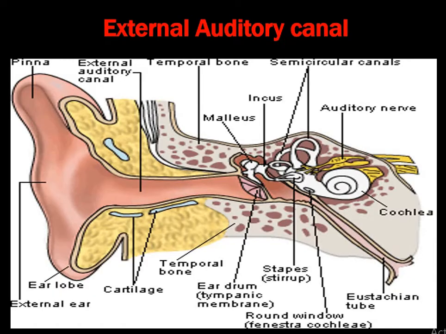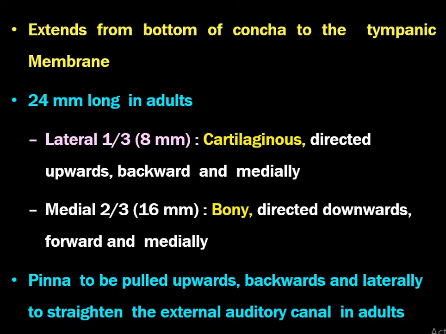Coming to the external auditory canal, you can see this is the external auditory canal here. The external auditory canal extends from the bottom of the concha to the tympanic membrane. It is 24 mm long in adults, with the lateral one-third, that is 8 mm, which is cartilaginous, directed upwards, backwards, and medially, and the medial two-thirds is 16 mm, which is bony, directed downwards, forwards, and medially. The pinna is to be pulled upwards, backwards, and laterally to straighten the external auditory canal in adults during examination.